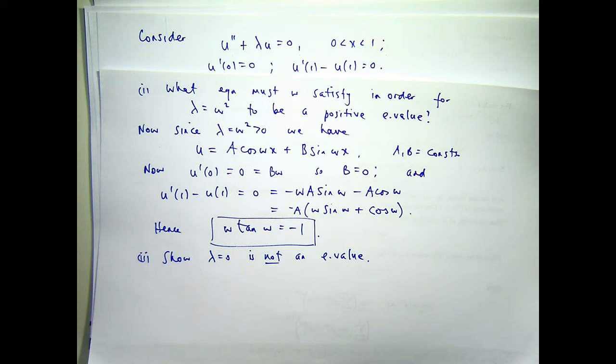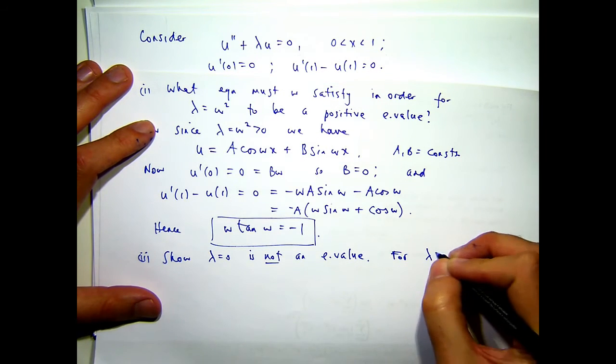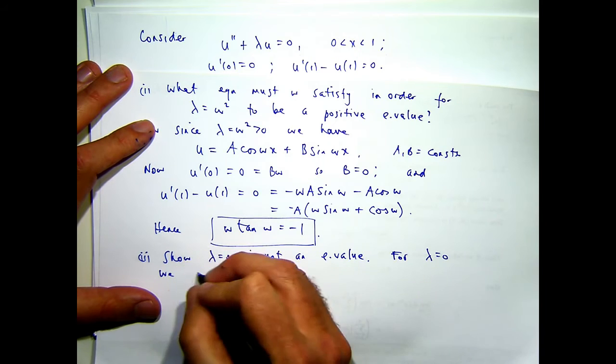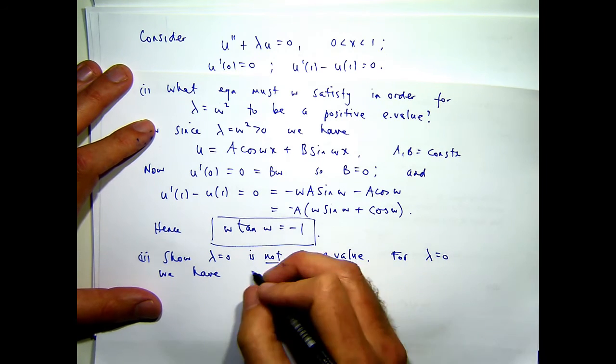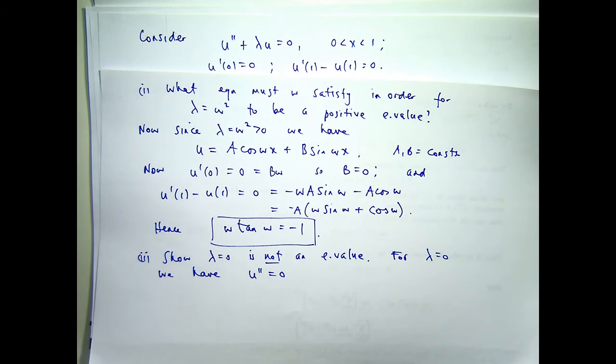So in the second part, we're asked to show that lambda equals 0 is not an eigenvalue of our problem. Essentially what we can do is go to our original differential equation, plug in lambda equals 0, and show that you only get the trivial solution. Okay, that's pretty straightforward. The solution to u double prime equals 0 is just going to be something like ax plus b.